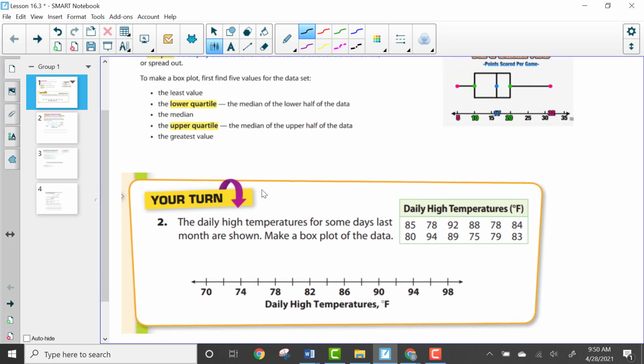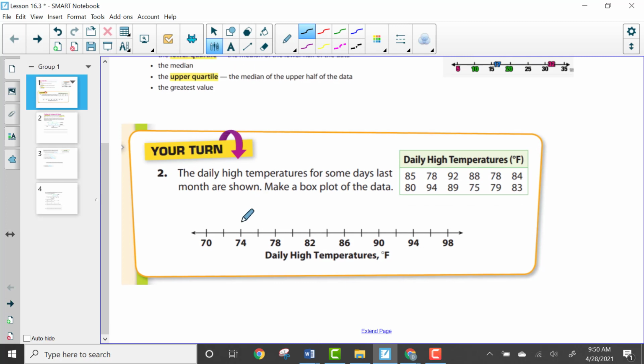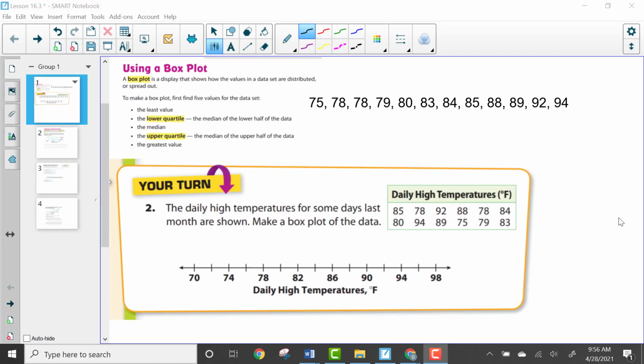Now, what we're going to do, and we'll do this together, is there's a question on page 464, and we have a set of data here, and we're going to make a box plot out of this data set. The question on 464, number 2, says the daily high temperatures for some days last month are shown. Make a box plot of the data. Whenever you are making a box plot, the first thing that you'll need to do is order the data from least to greatest. So I would like for you to pause the video now and order the data from least to greatest, just like I have right up here on my screen.